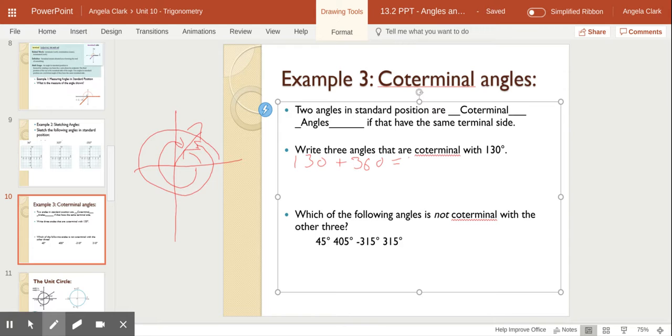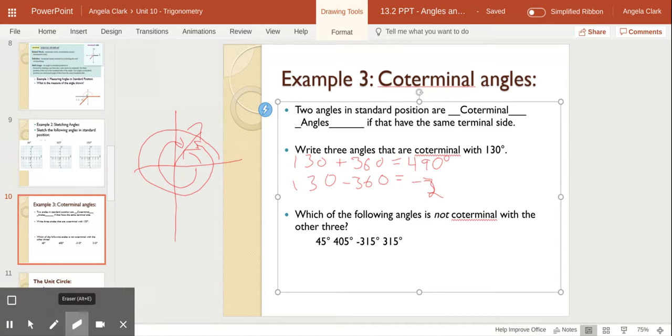For 130, one coterminal angle I could find by doing 130 plus 360, which would be 490. So that would be one coterminal angle. I could do 130 minus 360, which would be negative 230. I'm going to erase that because that's not legible.